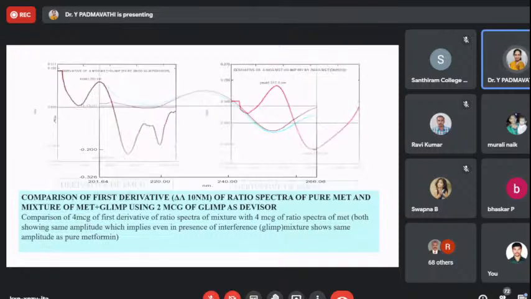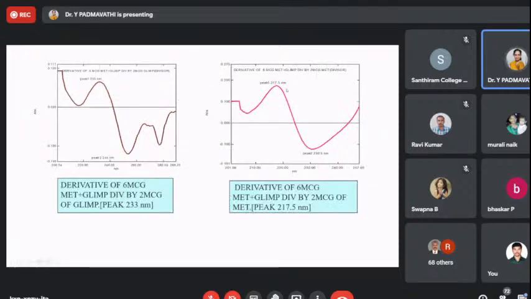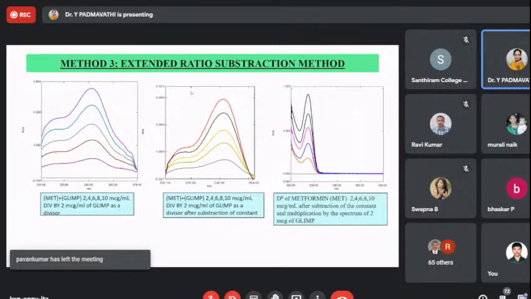Now I have to select the same procedure, trough and calibration model. So the third method is the extended ratio spectral method, just the extended ratio subtraction method. So you are just extending. You can see here a plateau region. See all the spectra: this is 2 micrograms, 4, 6, 8 and 10.